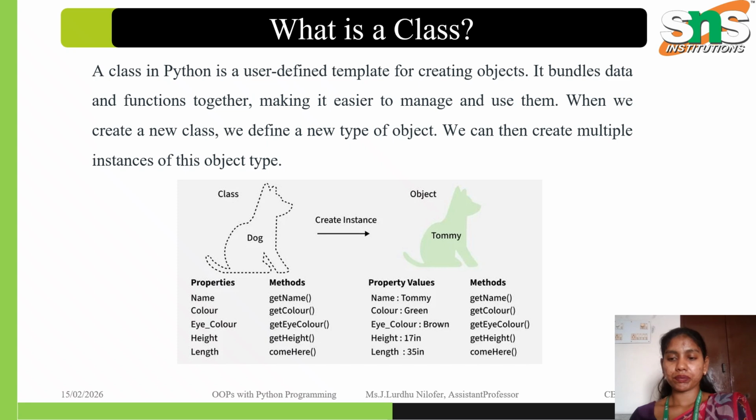For example, we have a dog, this dog image. Take the outline of the dog as an example. This is a class. Then we create an instance, like an object. The object is what is inside the outline of the dog. Dog is a common animal name. So the dog's name, color, eye color, variety, height, and length are the attributes of that one dog.